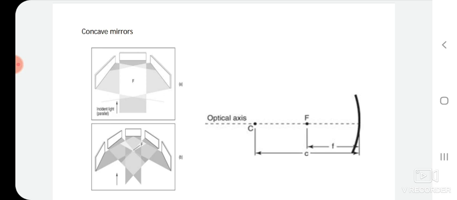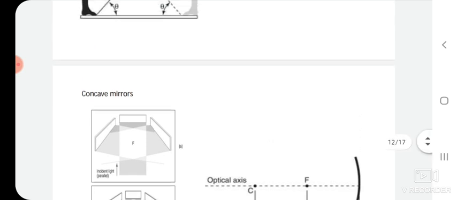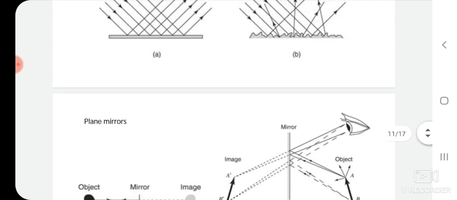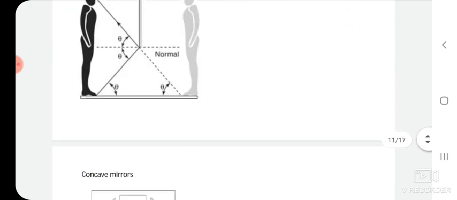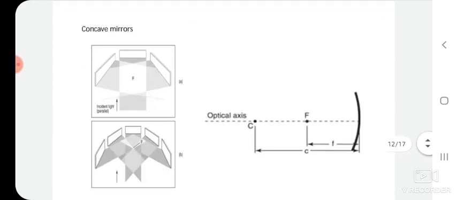In last lecture, we discussed some basics of optics, sign convention, notation, the law of reflection for a plane mirror, for plane surface as well as rough surface. Today we are going to extend that topic and learn some new concepts.